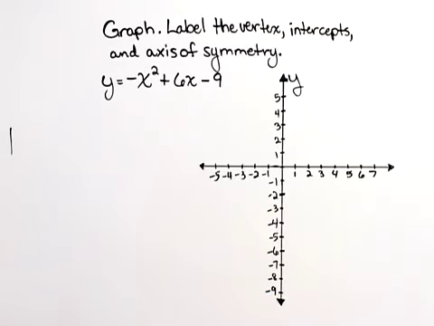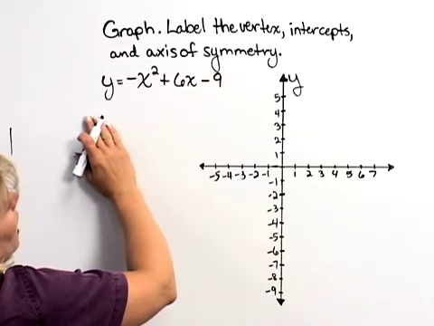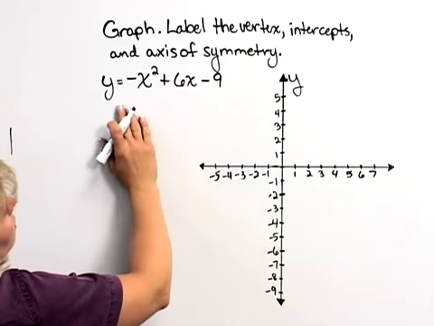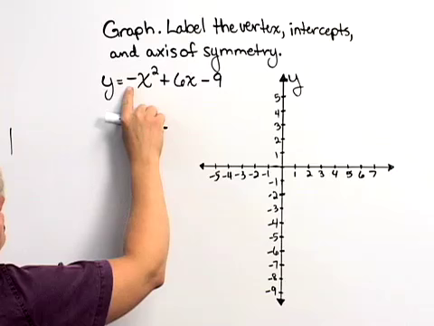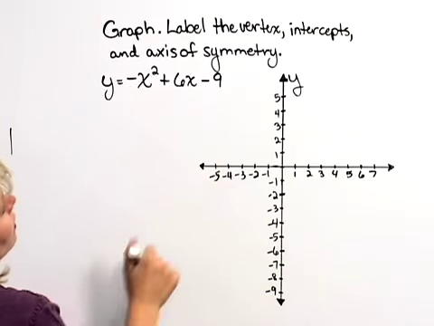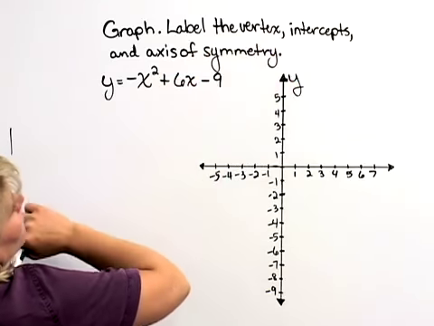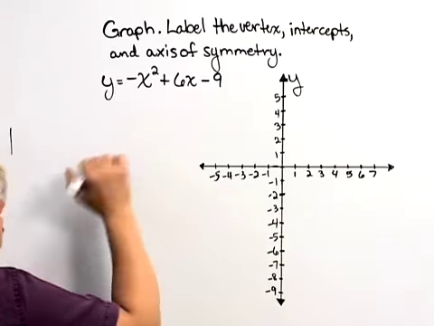With this particular problem, we're going to graph this quadratic equation, and when we do, we're going to use its properties. So the first thing I notice is that a is -1, so I know that this is going to open downwards like that. While we do this, we're going to make sure we label the vertex, the intercepts, and the axis of symmetry.